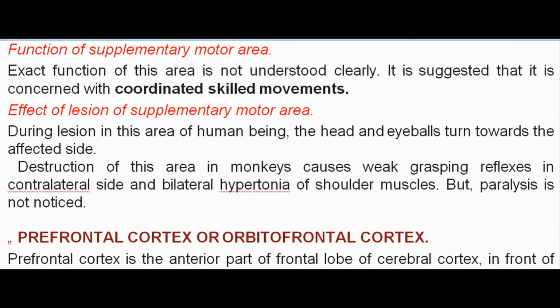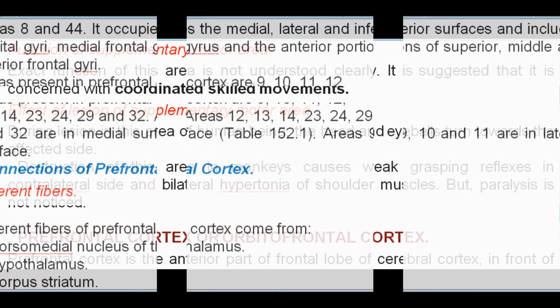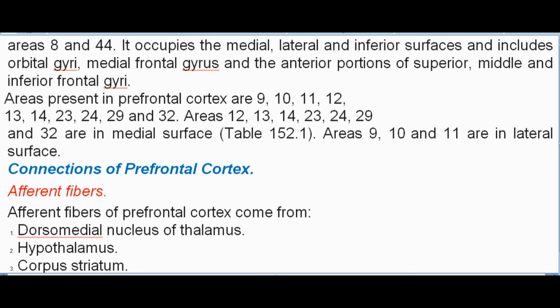Prefrontal cortex or orbitofrontal cortex. Prefrontal cortex is the anterior part of frontal lobe of cerebral cortex, in front of areas 8 and 44. It occupies the medial, lateral, and inferior surfaces and includes orbital gyri, medial frontal gyrus and the anterior portions of superior, middle, and inferior frontal gyri. Areas present in prefrontal cortex are 9, 10, 11, 12, 13, 14, 23, 24, 29, and 32.